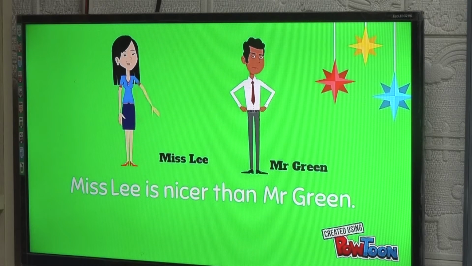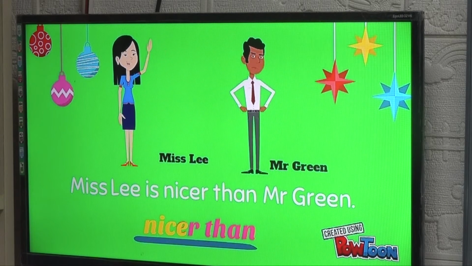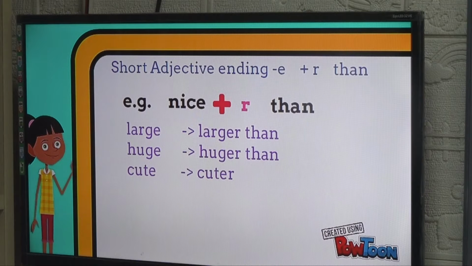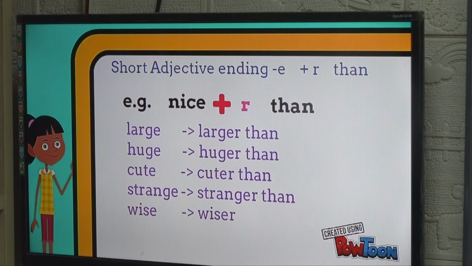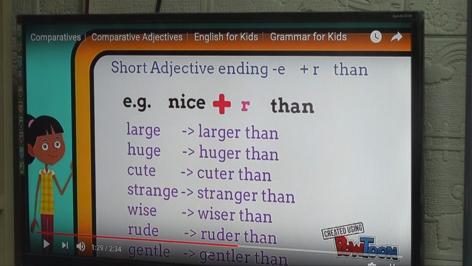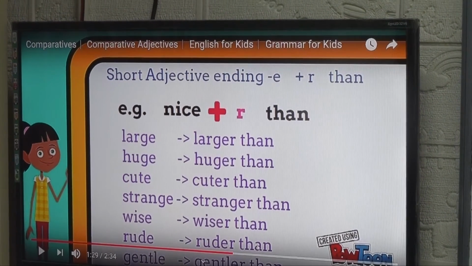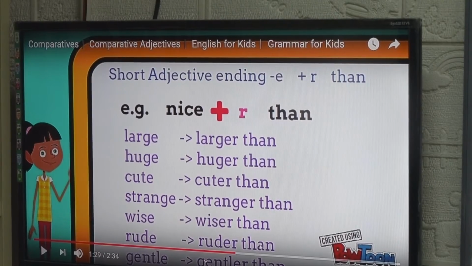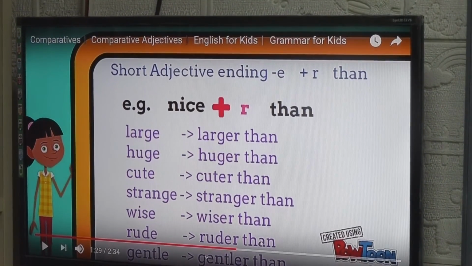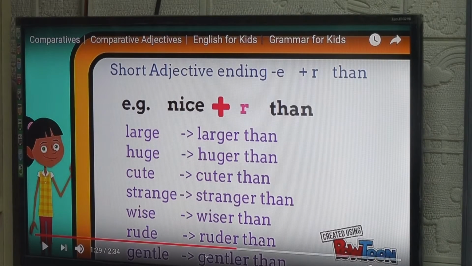Miss Lee and Mr. Green. Miss Lee is nicer than Mr. Green. For a short adjective ending in E, we add R and then "than". So if it is a one-syllable adjective ending with E, we just add R and then "than".